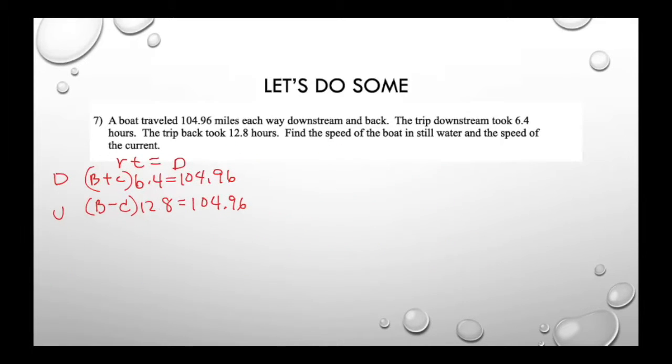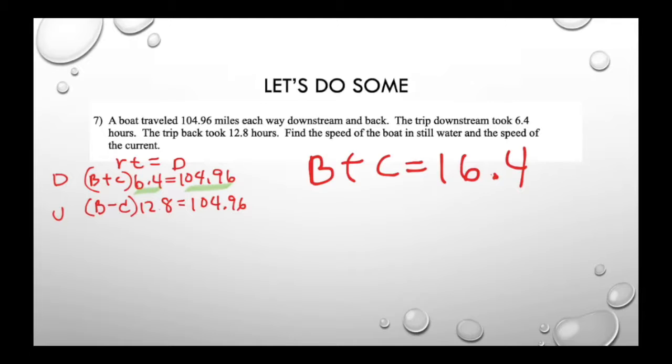Well, first we can divide both sides by the time. Does that 104.96 divide nicely by 6.4? It does go in decently nicely. What's the number? 16.4. Okay, so it would be B plus C equals 16.4. And then the upstream is 8.2. The D and the U stand for downstream and upstream. Do I have to have the D and the U? You do not. I did it so that you could see.